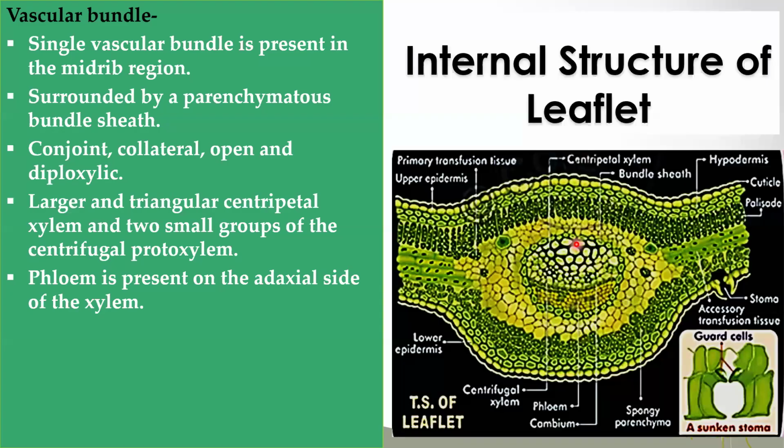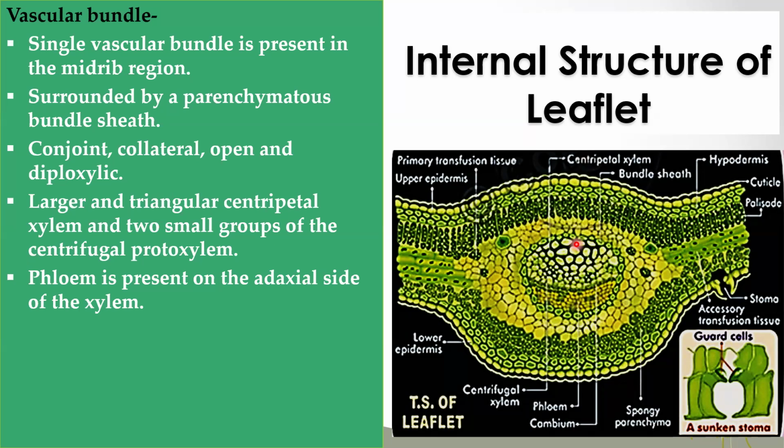Now, vascular bundles in the leaflets are present in the midrib region. They are surrounded by bundle sheath. They are conjoint, collateral and open, meaning xylem and phloem are present on the same radii, and the xylem is present towards the inner side of the phloem, and diploxylic means that centripetal and centrifugal xylem coexist with each other. Centripetal xylem is larger and triangular, and two small groups of centrifugal protoxylem are present in the vascular xylem system.